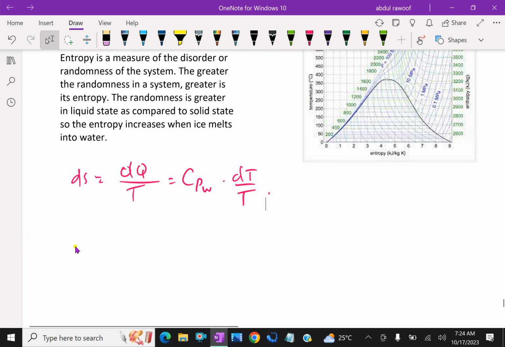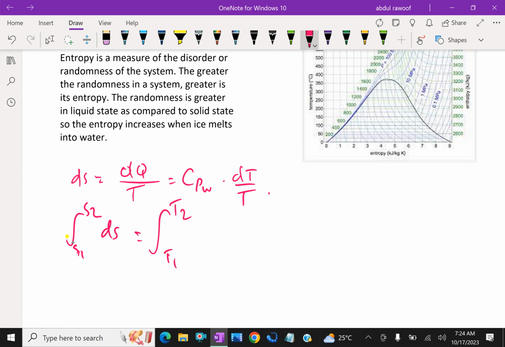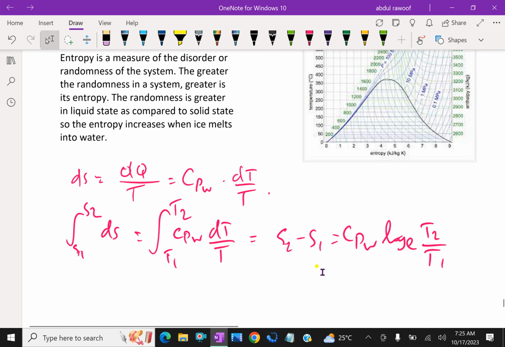Further, integrating both sides, that is integral S1 to S2 of dS, with limits T1 to T2, Cpw a constant, and dT by T. Therefore here the integral of dS from S1 to S2 is S2 minus S1, which is equal to Cpw log e T2 by T1. This is the expression for change in entropy.